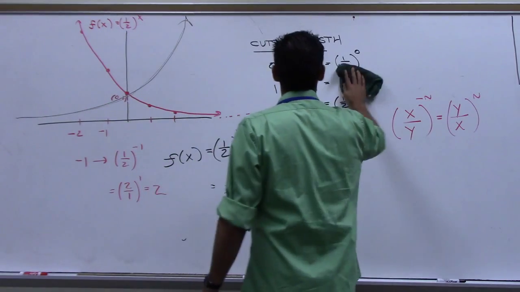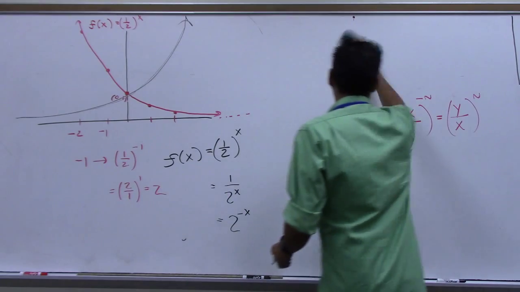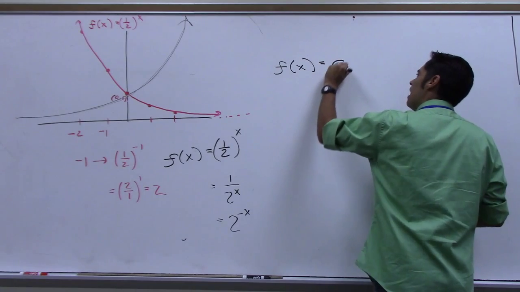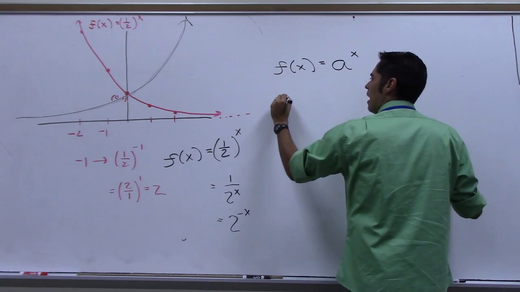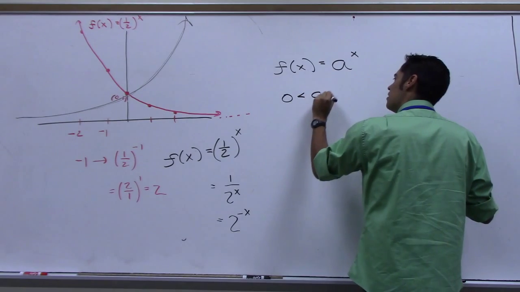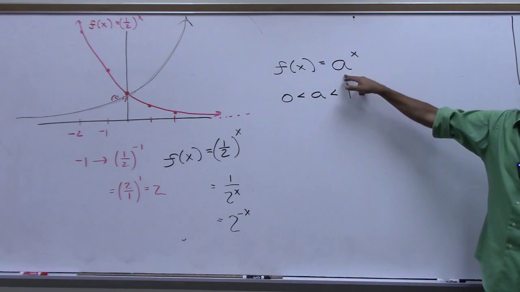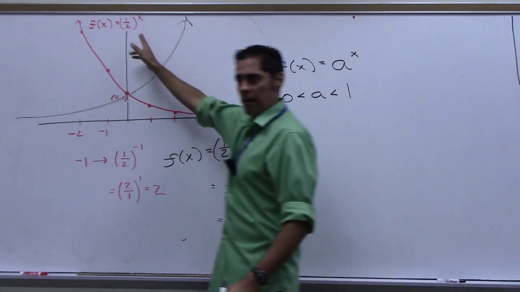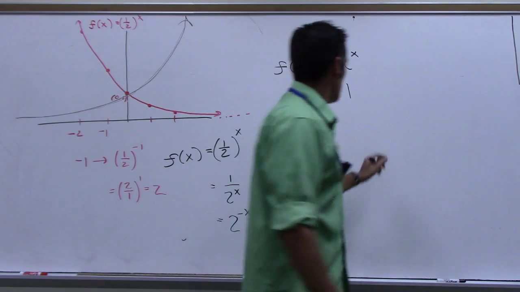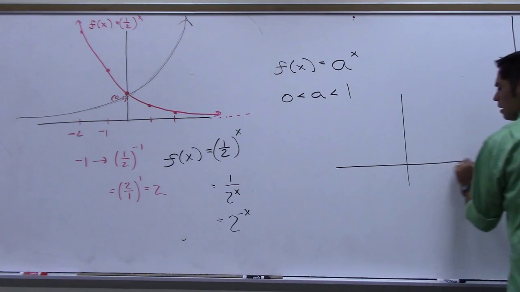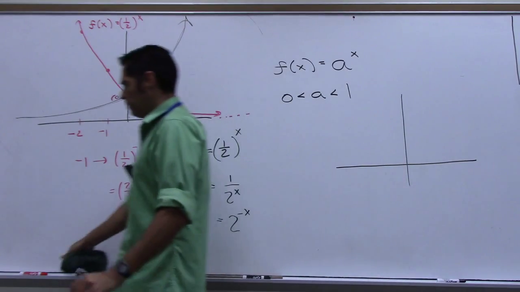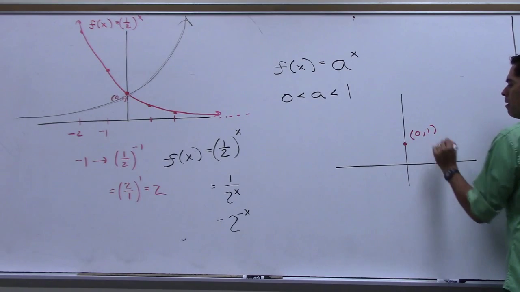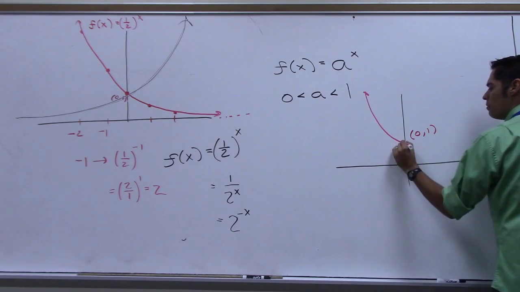So let me now summarize this. If you have f of x equals a to the x, and 0 is less than a is less than 1, so the base is not bigger than 1 now. It's between 0 and 1, like 1/2 was. Then your graph is going to look different. Will it still go through 0, 1? Yes. It'll still go through this very important point, 0, 1. Except that on the left side it'll go up, on the right side it'll go down.